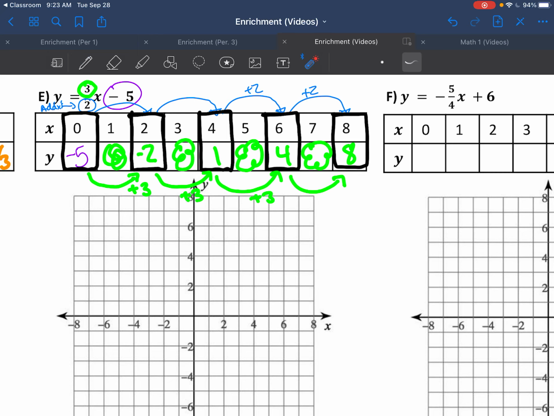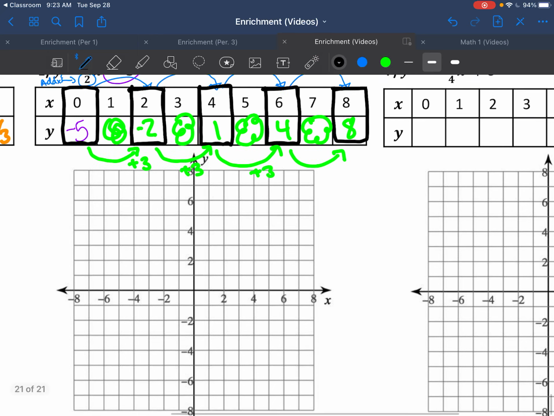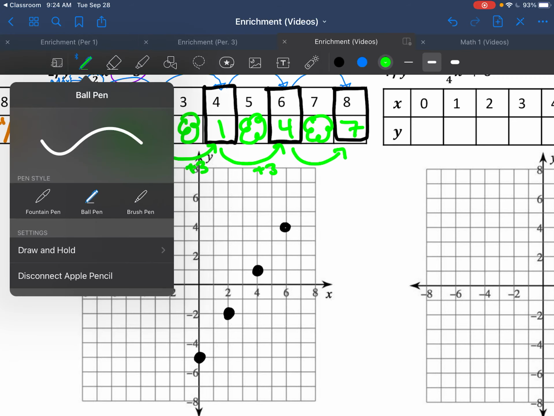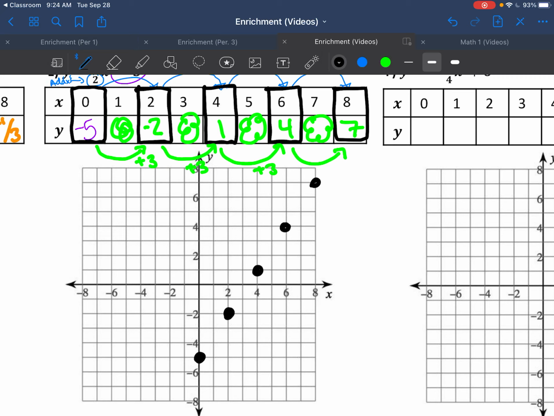So let's graph these boxed in nicey nice numbers. We got 0, -5. We got 2, -2. We got 4, 1. We have 6, 4. And then we have 8, 8. Oh, that's a 3. Or I'm sorry, that's a 7. So we have 8, 7.